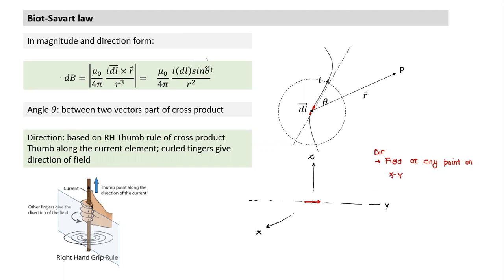Based on the cross product property, what statement can we make about the direction of the field at any point in the xy plane? It won't have any component in the xy plane. It doesn't matter where we take the point, the field will always be perpendicular to the xy plane. It will not have any xy component anywhere. So it will be either plus k cap or minus k cap. If I take another element lying along the y-axis, this element will also create a field only along the k or minus k component.